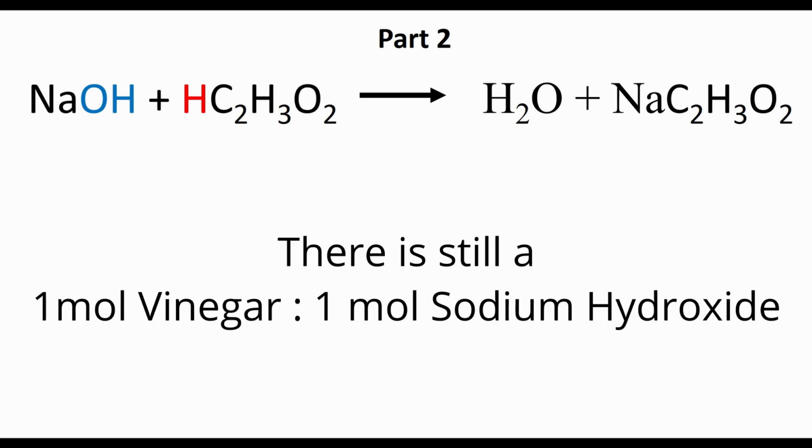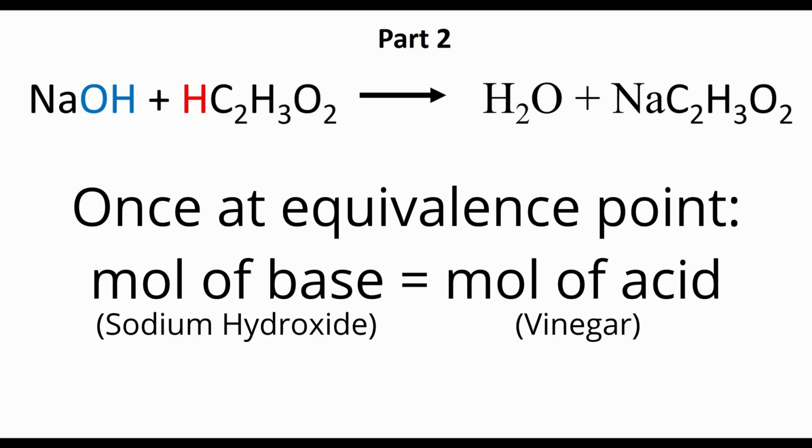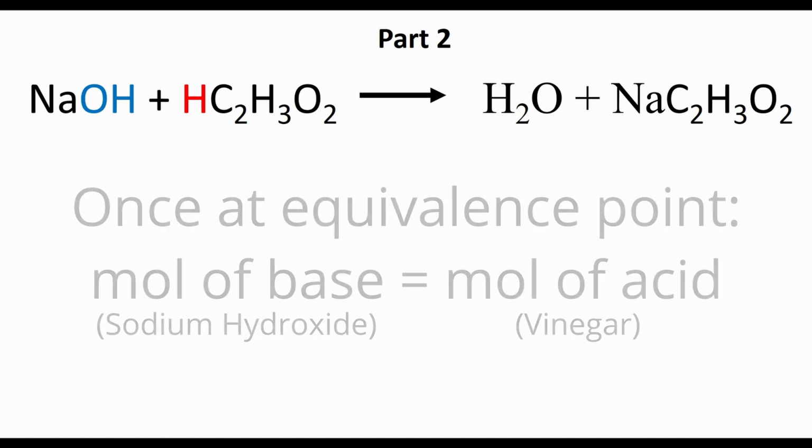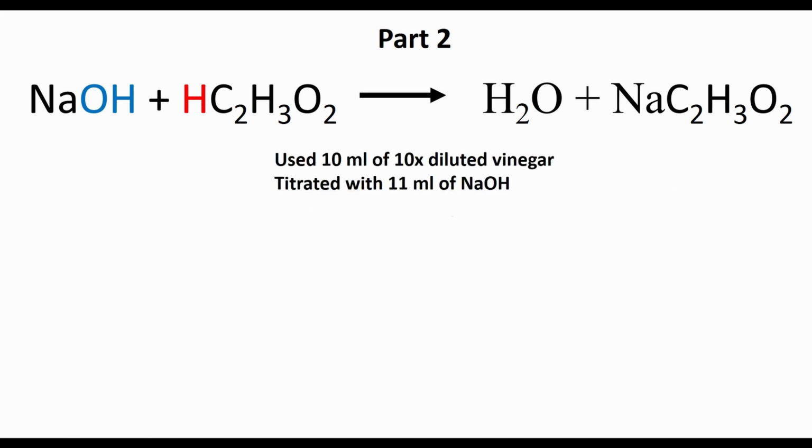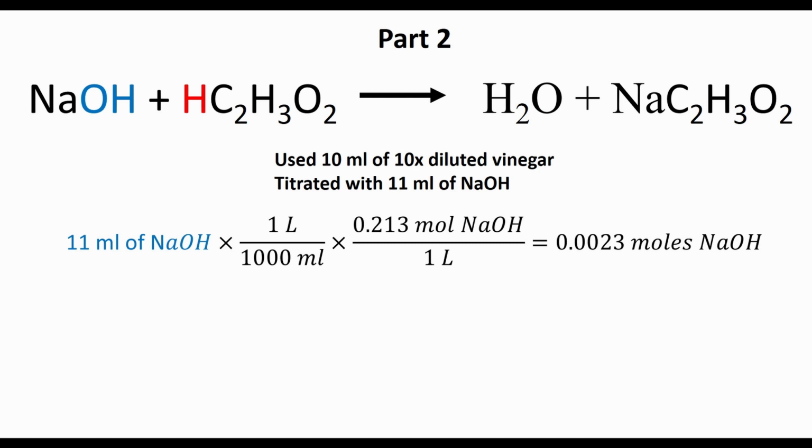Since there is still a 1-to-1 mole ratio of vinegar to sodium hydroxide, once we get to the equivalence point, we will have the same amount of moles of sodium hydroxide, the base, and vinegar, the acid. So for this example, we're going to be taking that 10 milliliters of diluted vinegar and titrating with 11 milliliters of sodium hydroxide until it reaches the endpoint. You see that 11 milliliters of sodium hydroxide will give us approximately 0.0023 moles of sodium hydroxide.